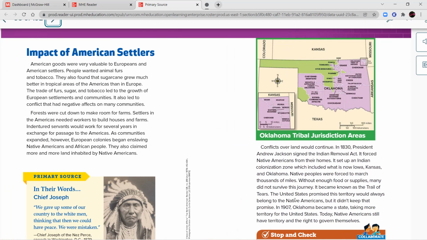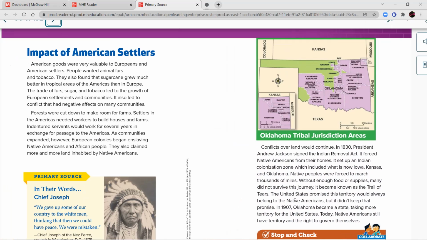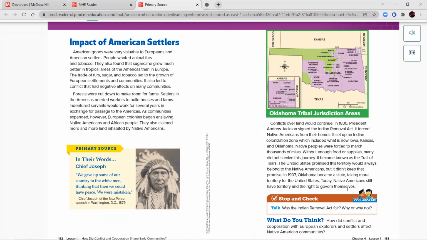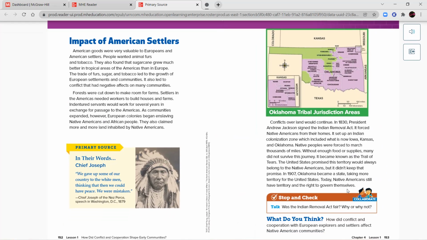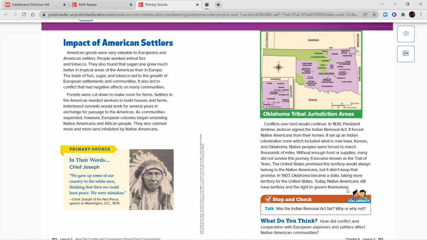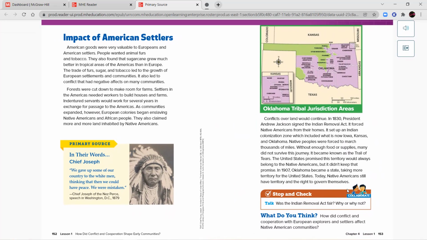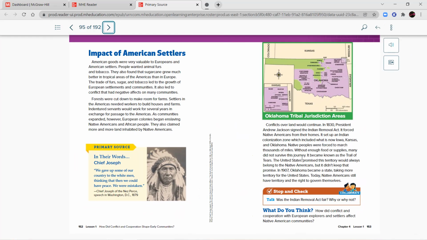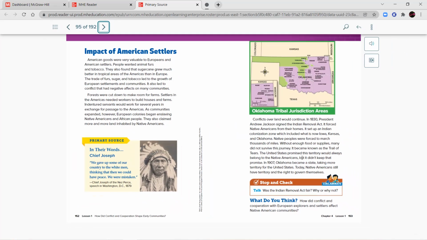Today, Native Americans still have territory and the right to govern themselves. So they definitely don't have as much land as they used to have, because a lot of those lands were stolen from them. They do still have some reservations, but those are small areas they were forced onto that didn't have fertile soil or a lot of the resources, because the settlers kept all of those lands for themselves.